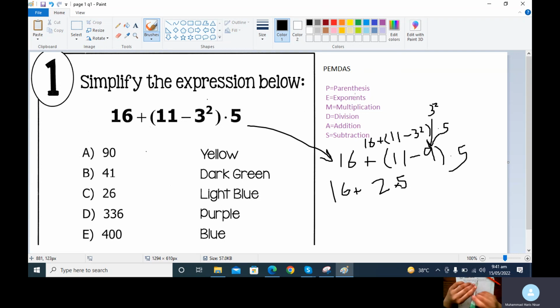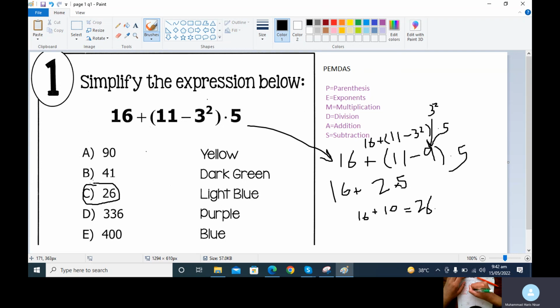It says multiplied, so let me see. Yes, you are right. So exponents, division, multiplication. You need to multiply 2 times 5. Yes, very good, because multiplication comes first, then division, and then addition after. So 2 multiplied by 5 is 10. And 16 plus 10 equals 26, isn't it? And 26 is this light blue color. So this is your right answer.